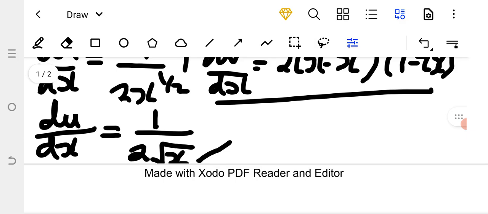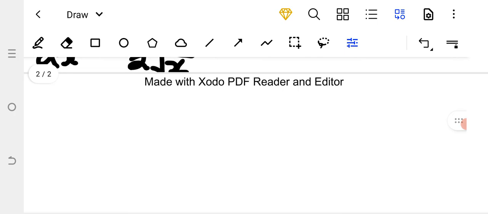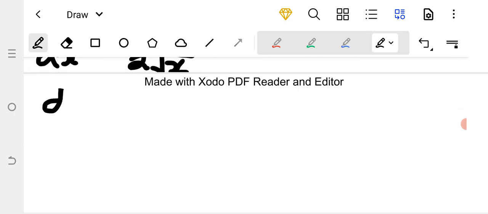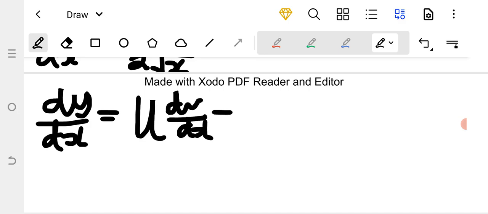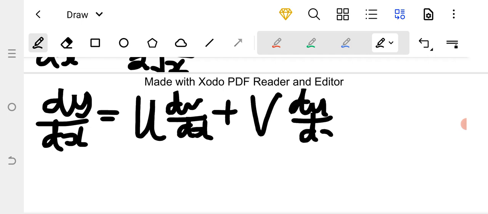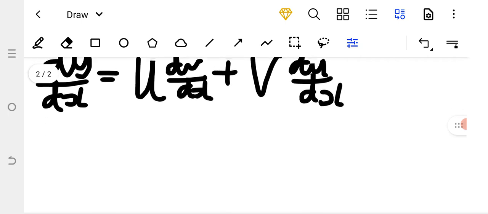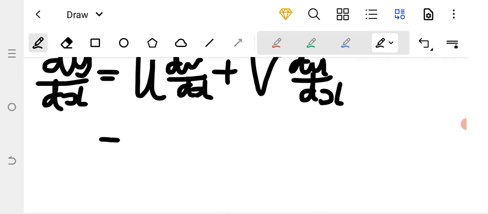Let me move that dash. So that's your du dx. And then what we are going to say, we're going to write the formula for the product rule. The formula is dy dx is equal to u dv dx plus v du dx, is equal to, we have u multiplied by dv dx.